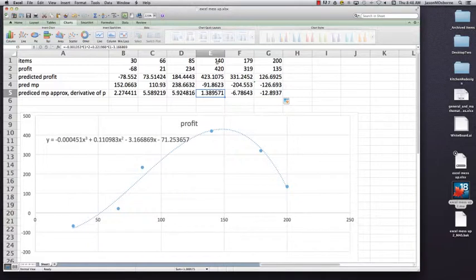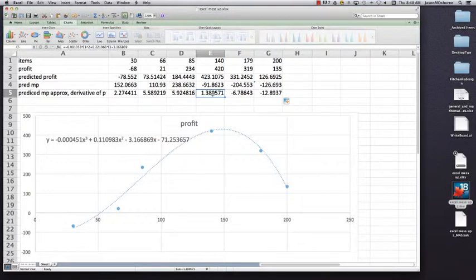So this is saying that as you start to get closer to 140 items, I would slow down the buying or the trying to make more items to sell, because it's going to cost you more than you're going to bring in by selling them. So that's what the profit is telling us here.